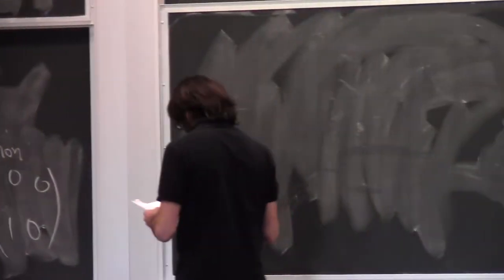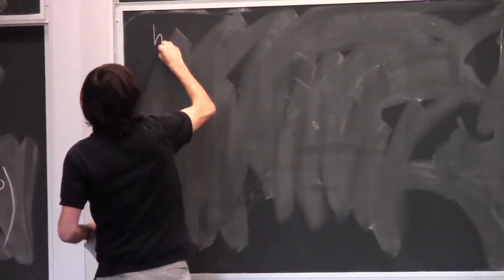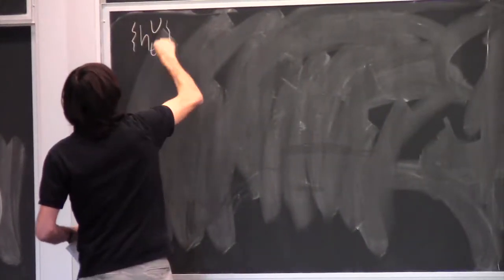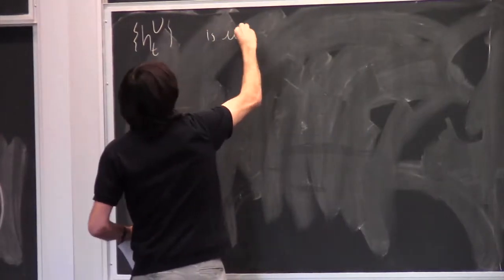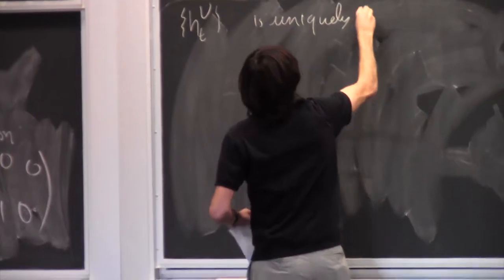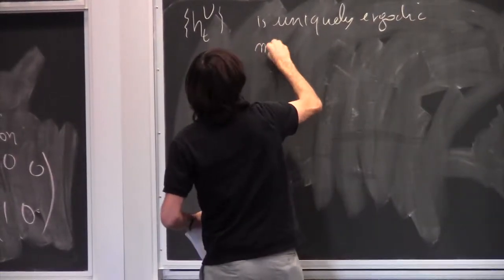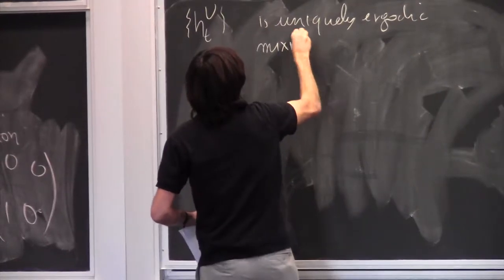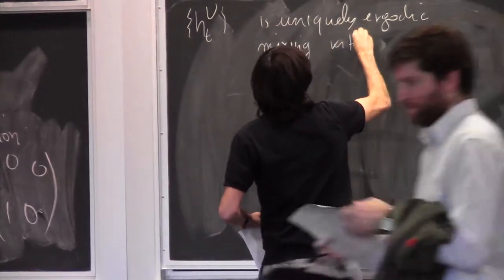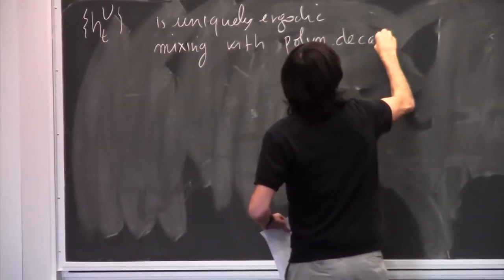So we get a flow. So what do we know about it? First of all, let me say something about the horocycle flow itself. h_t^u is uniquely ergodic because we are in a compact situation. It is also mixing, with polynomial decay of correlations.